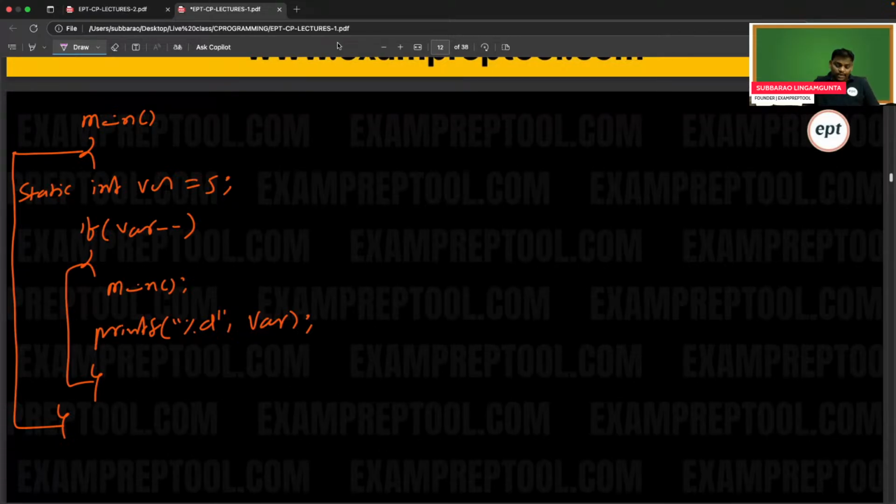Everyone try. Don't sit idle. I gave some time. Let's check how much you can give. If you can give this one, you are really fine with the static variable. You can give the answer for this. No doubt at all, you are mostly fine with the static variable.